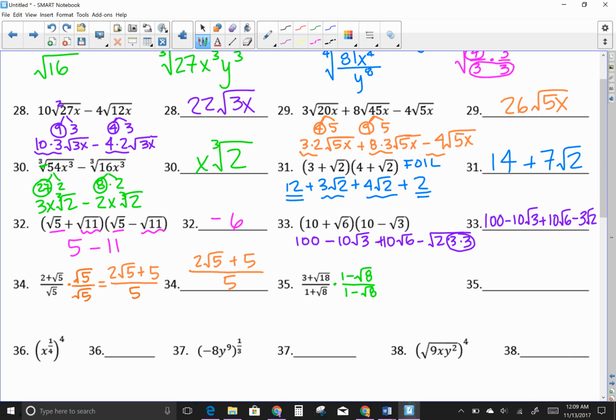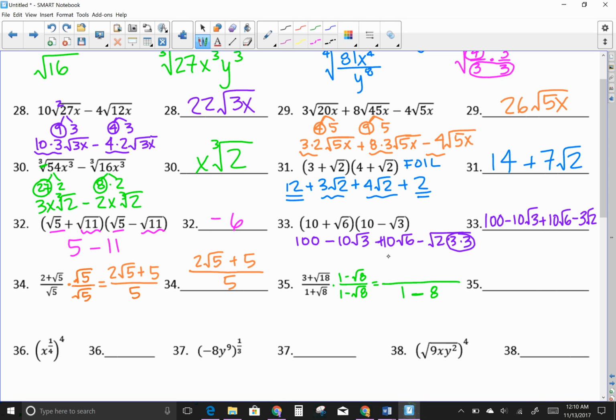Actually, I'm going to go down below here with this one. So this is going to become, hopefully I have room for that. Sorry for the crampedness of this problem. 1 minus the square root of 8 over 1 minus the square root of 8. So what does that give me on the bottom? The first number squared minus the second number squared. Always minus, y'all. One is positive, one is negative. Positive times negative is negative.